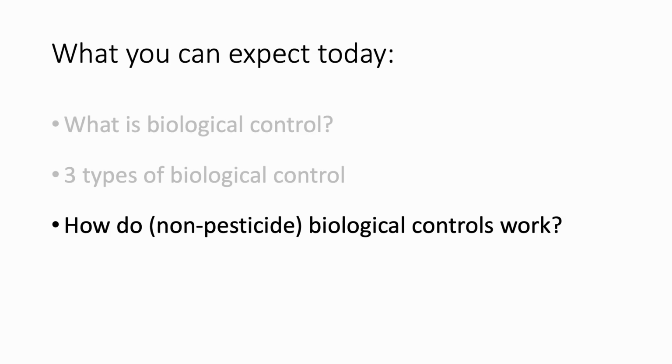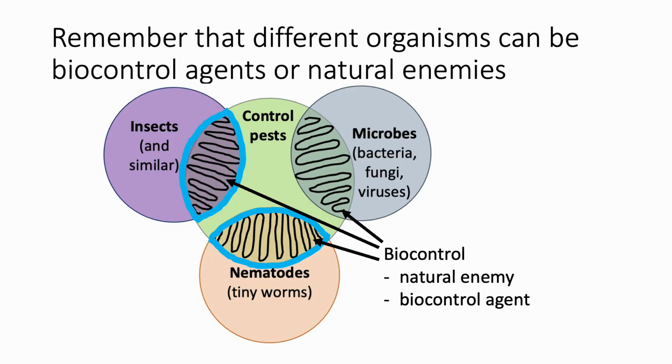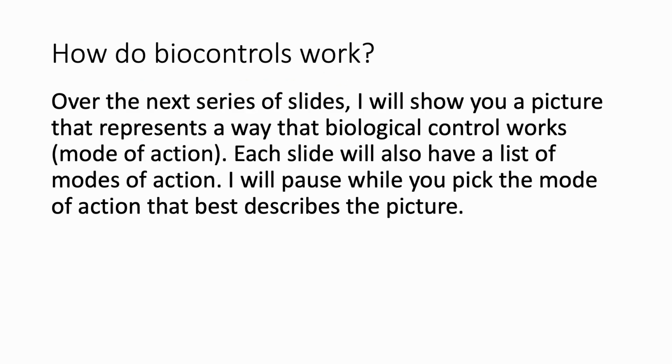Okay, we are ready to move on to the third section of this course, where we'll talk about modes of action of biocontrol agents that are not regulated as pesticides. Recall our circle diagram from earlier. Different organisms can be biocontrol agents or natural enemies. Today we are focused just on arthropod, insect-like, and nematode biocontrol agents.